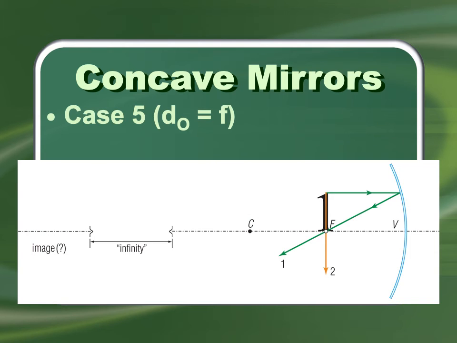The 5th case is when the object is sitting on the focal point. And what happens here is that the two lines never meet. You'll notice the green line number 1 goes straight to the mirror and then bounces off through the focal point at an angle, whereas the yellow number 2 goes straight through the focal point and never gets to the mirror. And so these two lines never meet each other, so there is no image at all.